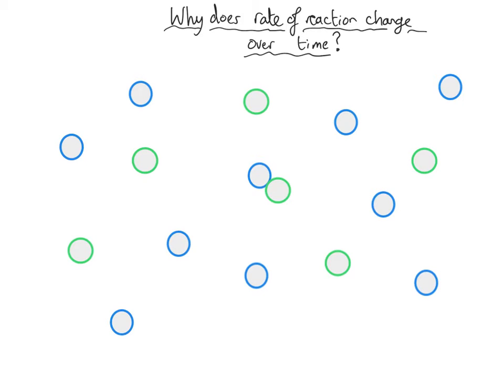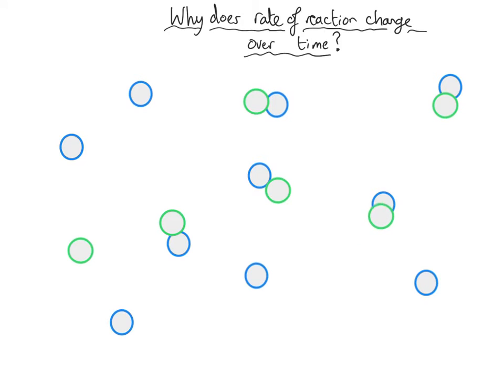So at the beginning of the chemical reaction, the concentration of the reactant particles is at its highest, and so the frequency of successful collisions is also at its highest, and so the rate of reaction is at its highest rate. Now, as time goes on in the reaction, reactant particles get used up because more and more of the green particles collide with the blue particles, and so the concentration of the reactants goes down. And that means that the collisions become less frequent, and then the rate of reaction is going to decrease.